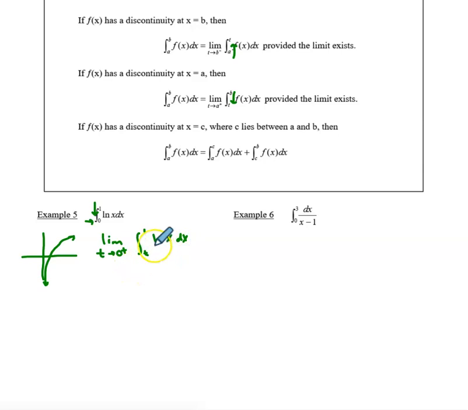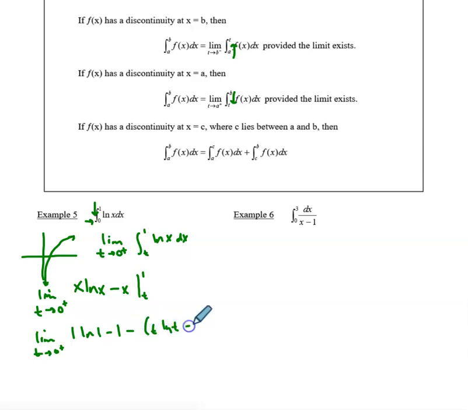And now you have learned how to integrate by parts the ln of x, and you may have that memorized by now, to be x ln of x minus x. And so you want that to go from t to 1. Don't forget your limit notation. That is critical. t approaches 0 from the right or from above. And now let's evaluate. We have the limit as t approaches 0 from the right, 1 times the ln of 1 minus 1, and then let's subtract out our lower limit of integration, t ln of t minus t.